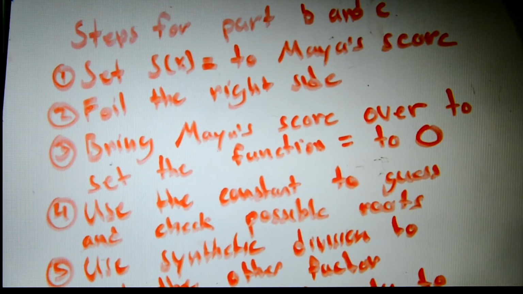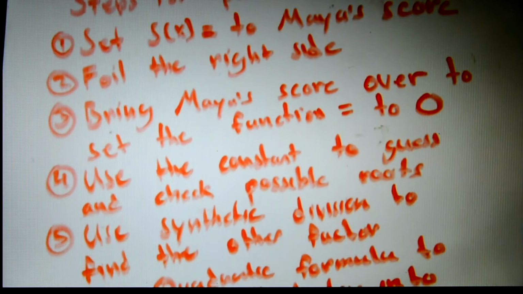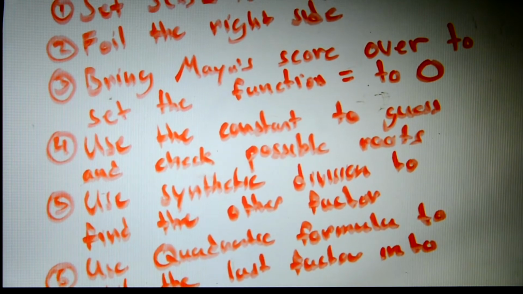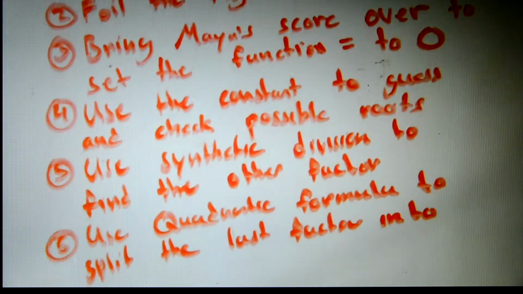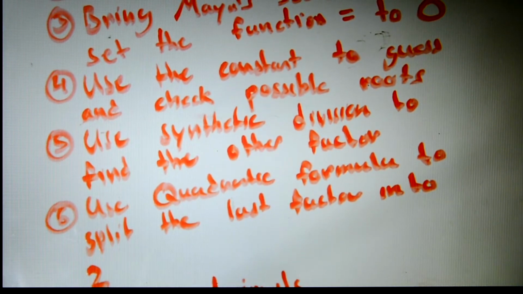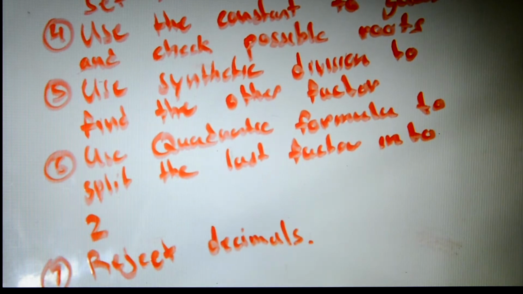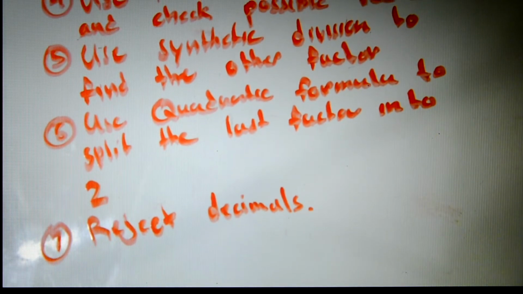Step 1. Set S(x) equal to Maya's score. Step 2. FOIL the right side. Step 3. Bring Maya's score over and set the function equal to 0. Step 4. Use the factors of the constant to guess and check the possible roots of the function. Step 5. Use synthetic division to find the other factor. Step 6. Use the quadratic formula to split the last factor into 2. And Step 7. Reject any decimal answers that you get.